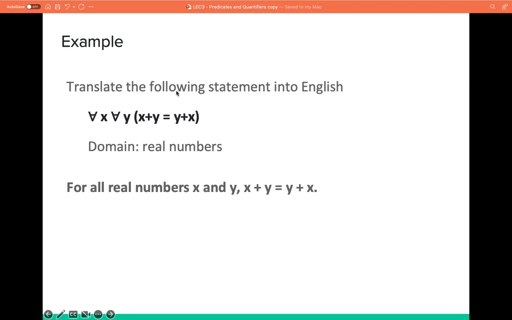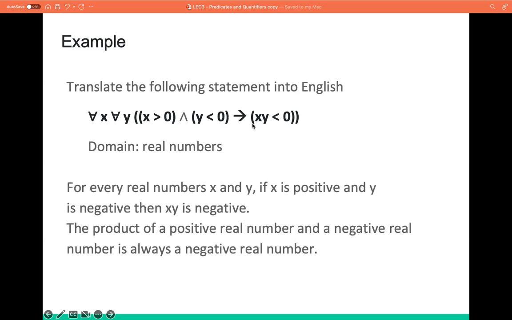Now what about this statement? For every real number x and for every real number y, x plus y is equal to y plus x. As you can see, this is the commutative law for addition of real numbers, given that x and y belong to the real numbers. What it means is that for all real numbers x and y, x plus y is equal to y plus x.